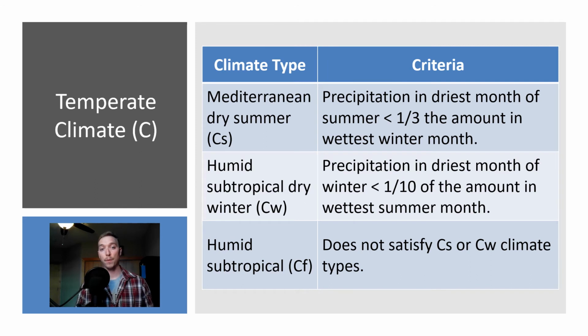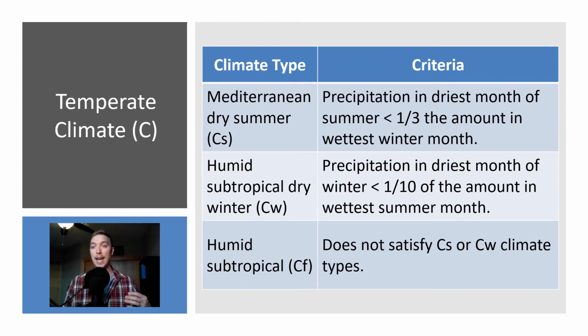Here we have three subtypes. We have Mediterranean dry summers, CS, where precipitation in the driest month of summer is less than 1/3 the amount of the wettest winter month. Humid subtropical dry winters, CW, where precipitation in the driest month of winter is less than 1/10 of the amount of the wettest summer month. And then humid subtropical, or CF, that doesn't satisfy the S or W designators.